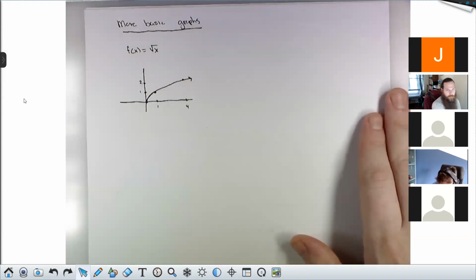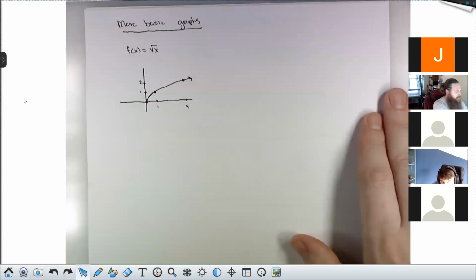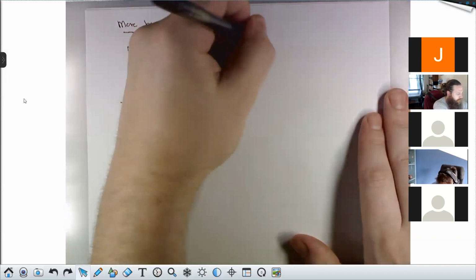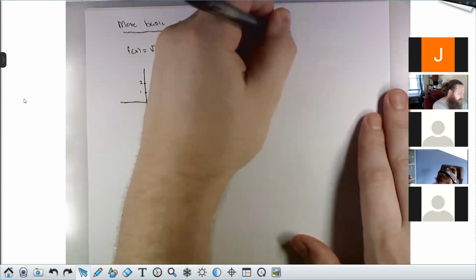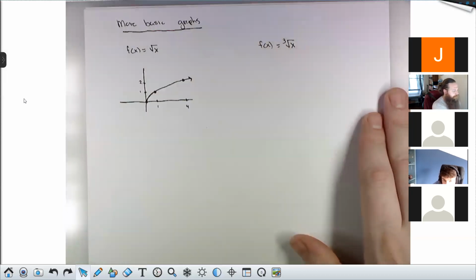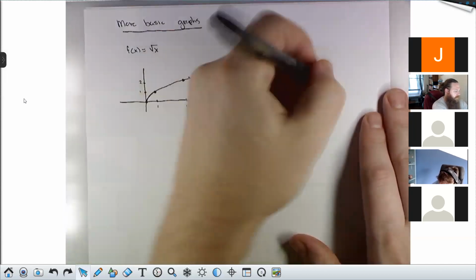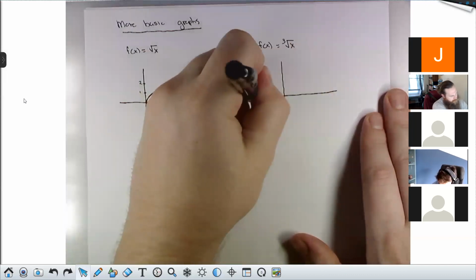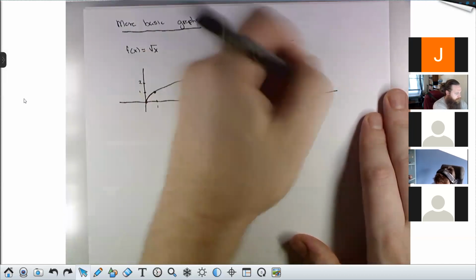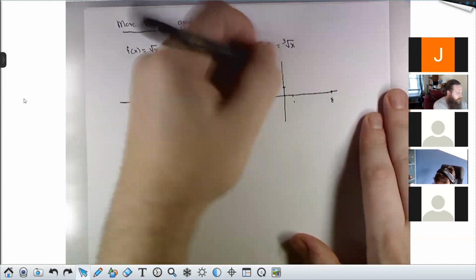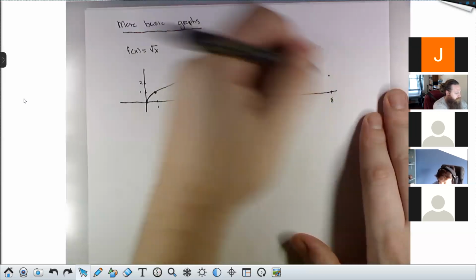That's the graph of the square root of x. And you see it goes through (1, 1) and (4, 2). The cube root of x is similar in shape, but it grows a little slower. You have to come all the way out to 8 to get up to 2.